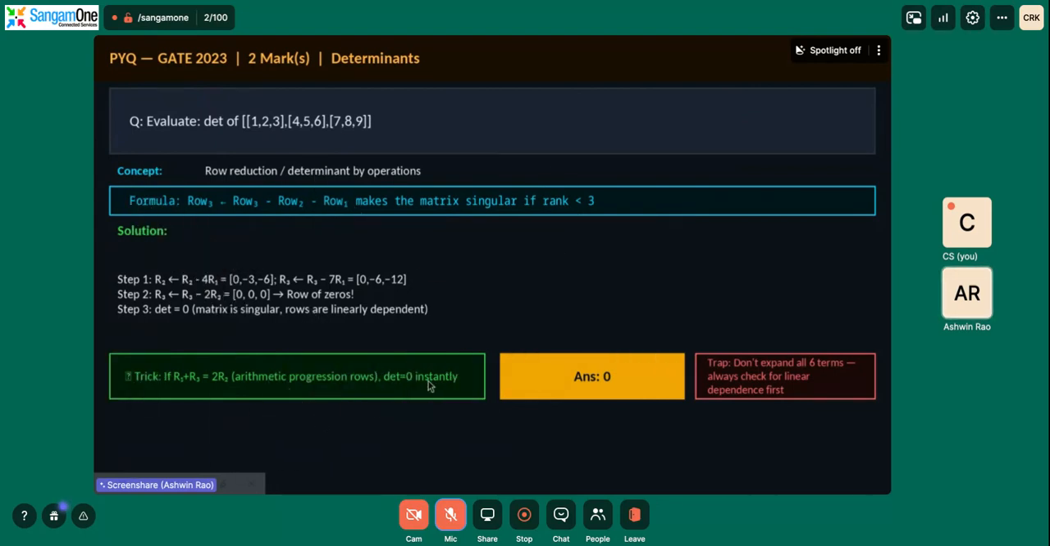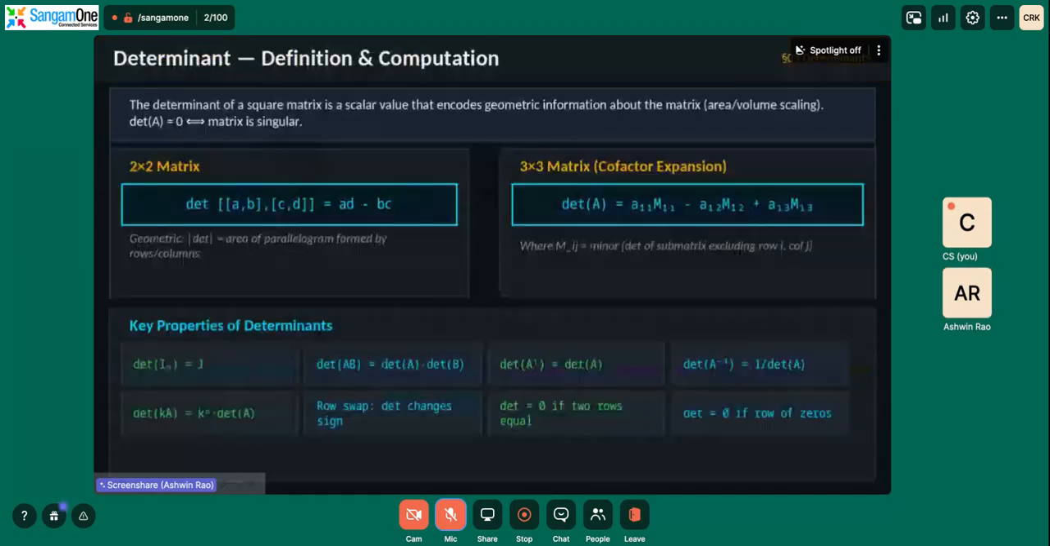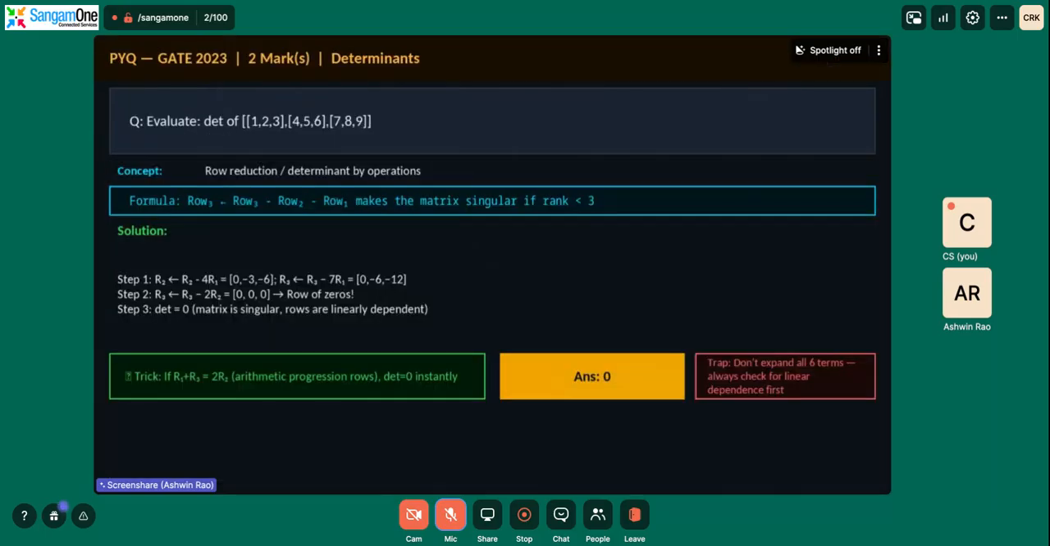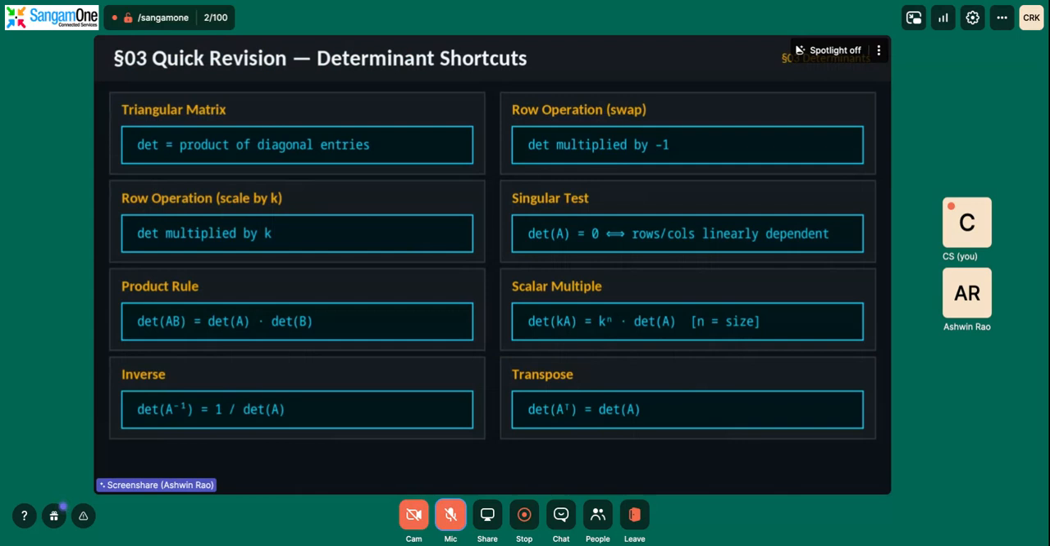It will reduce that lengthy solution. The student mistake here is expanding it to all 6 terms. Always check the linear dependence first. Please check this linear dependence, then you can mention it. Please note down these formulas also. It's important. The determinant quick revision, these are shortcuts. Please note it down also. For the PYQ solution it's required.